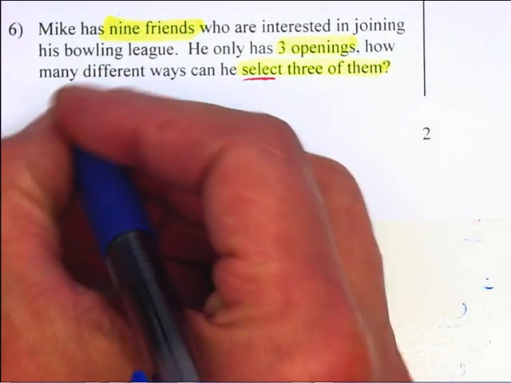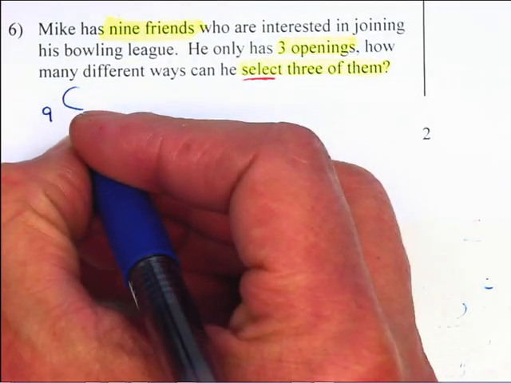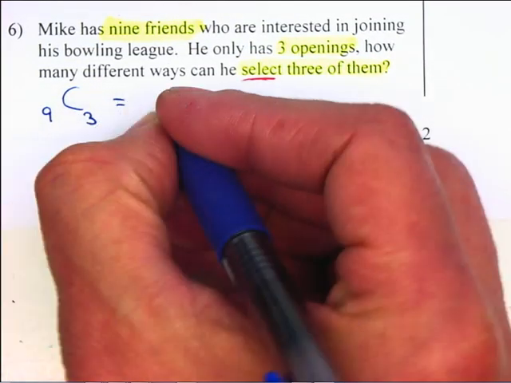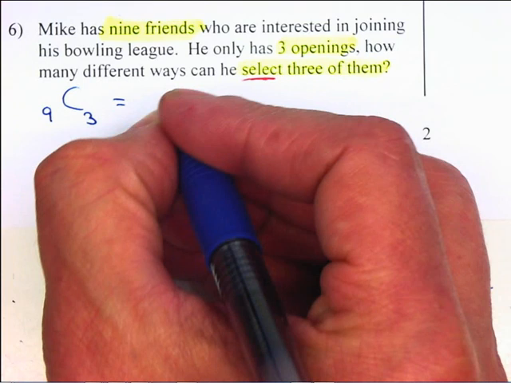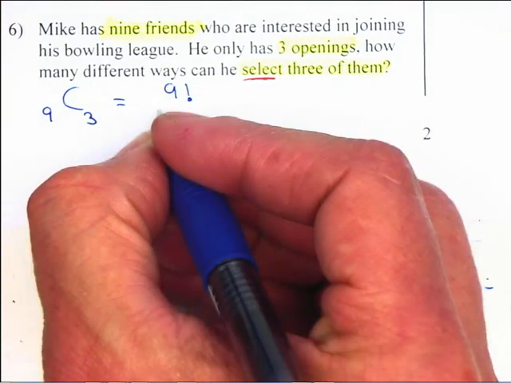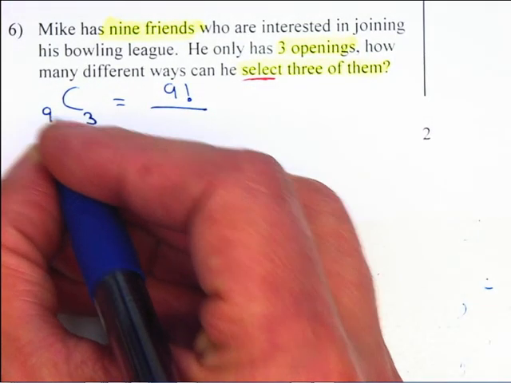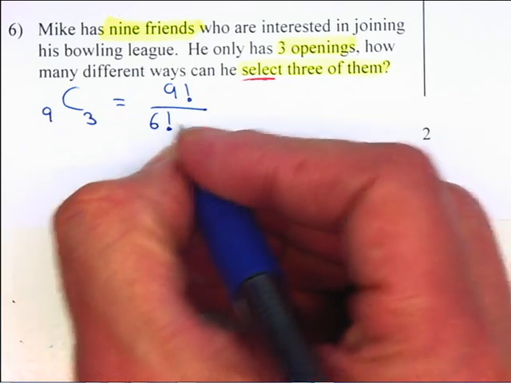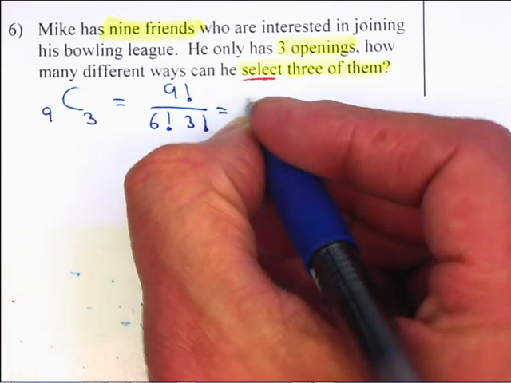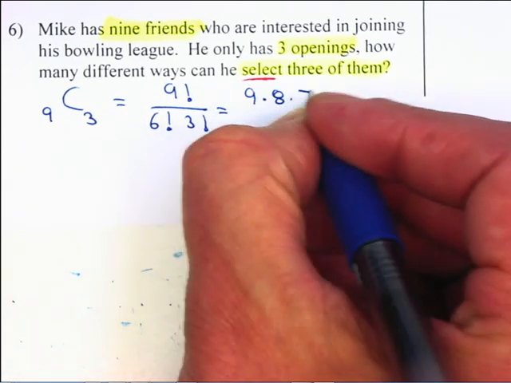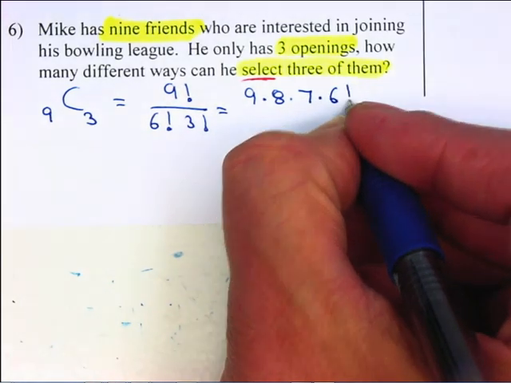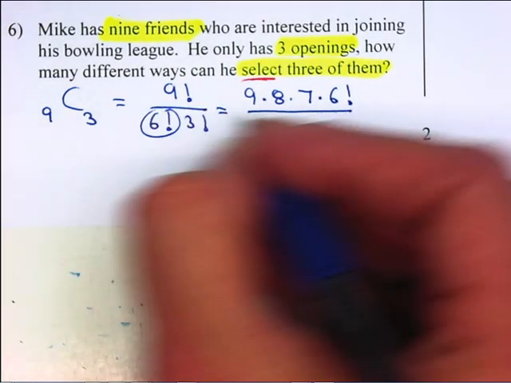You're selecting all 3 of them at the same time. So in this case, how many are available? 9. How many are you selecting? It will be 3. So expanded, 9 factorial in the numerator, denominator 9 minus 3 will be 6 factorial, and then 3 factorial. 9 times 8 times 7 times 6 factorial. That will cancel with the 6 factorial.